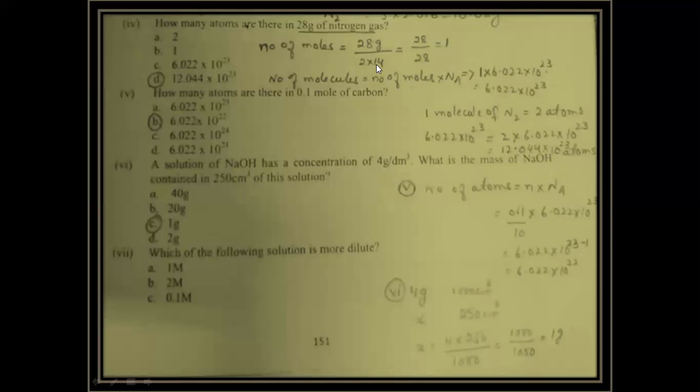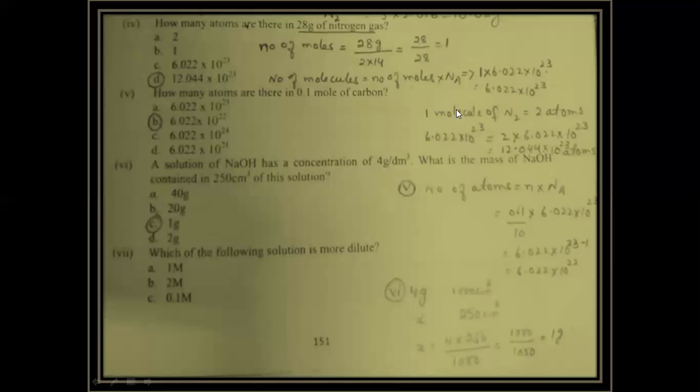So you will put 2 multiply 14, which will give you the answer 28. So 28 over 28 will give us the answer 1. So 1 mole is the answer. Now if we put 1 mole in this formula, number of molecules is equal to number of moles into Avogadro's number, it will give us the answer Avogadro's number, because 1 multiply Avogadro's number will give us the same answer.